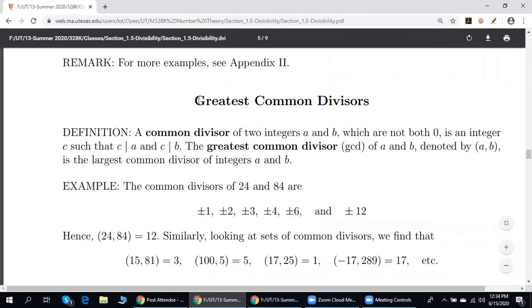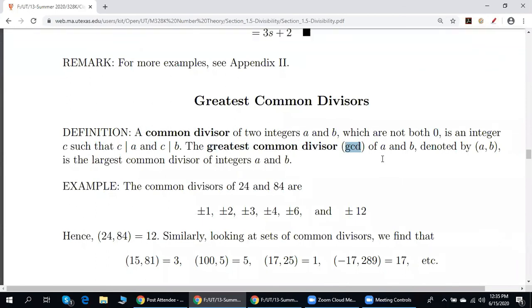Last part, greatest common divisors. A common divisor of two integers a and b, which are not both 0, is an integer c that divides a and b. Greatest common divisor, in short, GCD, which we denote by (a, b) in parentheses, is the largest common divisor of integers a and b.